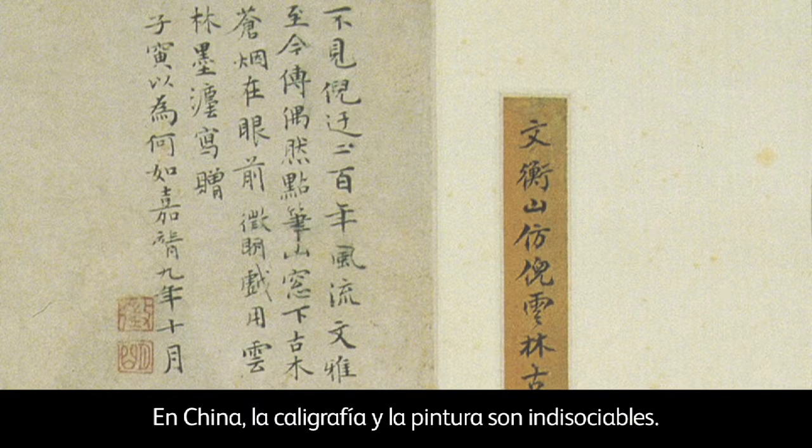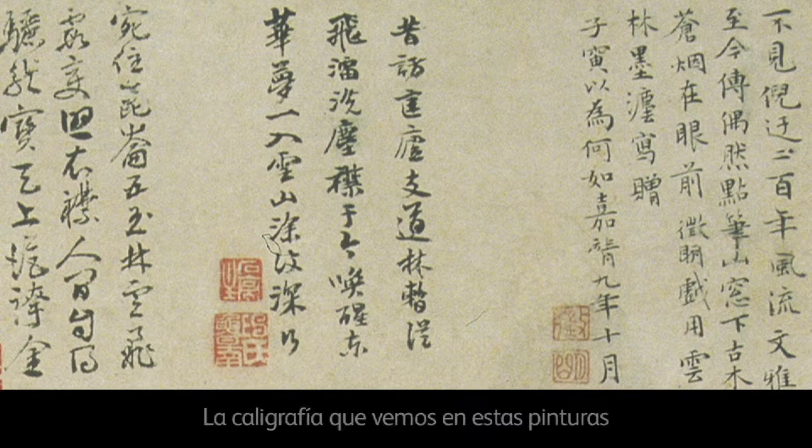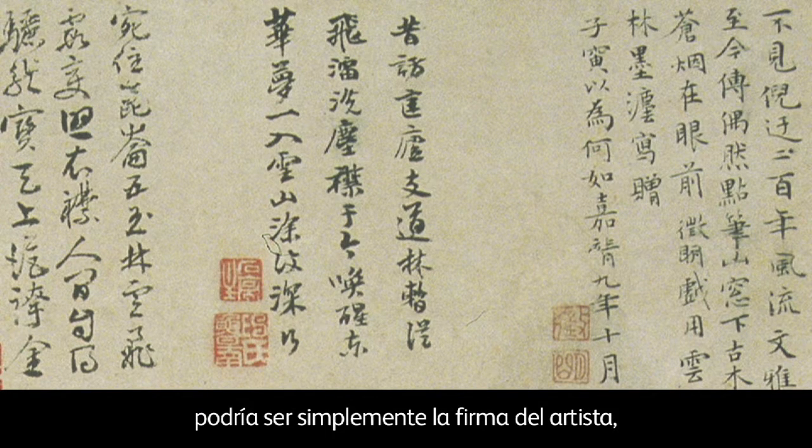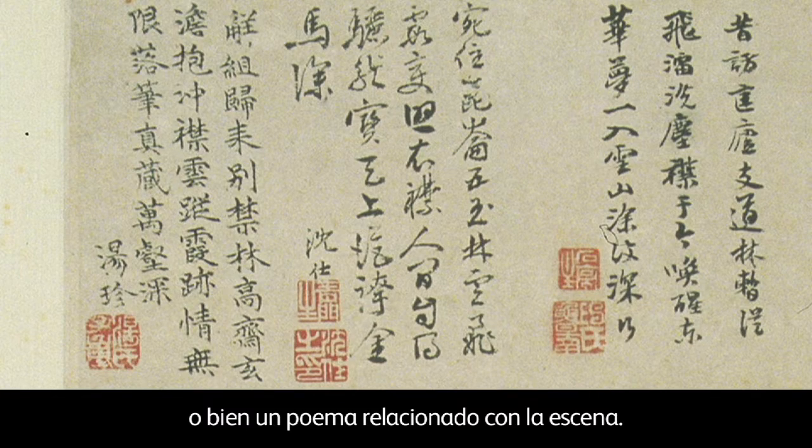In China, calligraphy and painting are inseparable. Calligrapher and painter are usually the same person. The calligraphy on this Chinese brush painting could simply be the artist's signature, date and place the work was created, or a poem related to the painting.